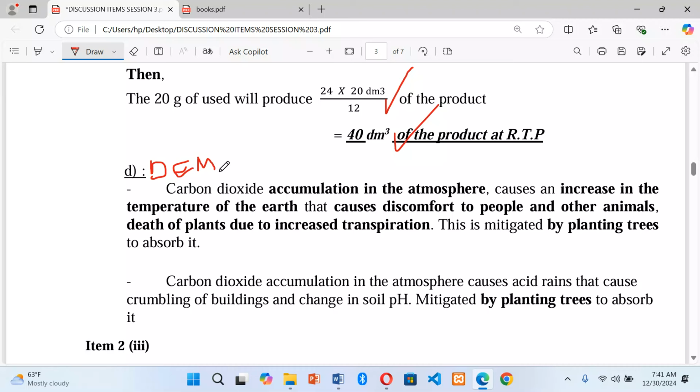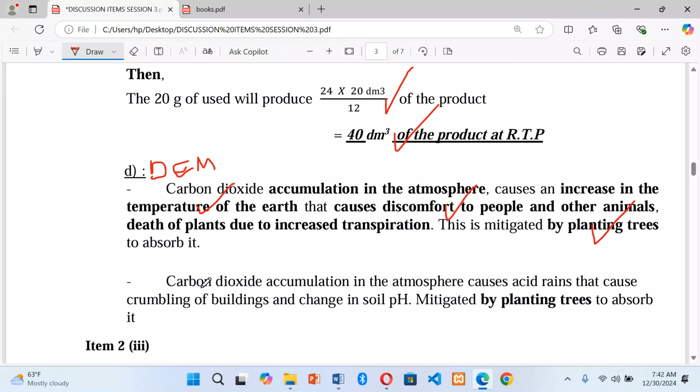So carbon dioxide is our product. Its danger, we are saying carbon dioxide accumulation in the atmosphere causes an increase in temperature. It causes an increase in temperature that causes discomfort to people and other animals. Discomfort, its effect. This can be mitigated by planting trees. Its mitigation. So you have to make sure that we include all the three: the danger, its effect, and its mitigation. Another person can say, but we need only 1 point. But for the case of discussion, I have given 2 points.